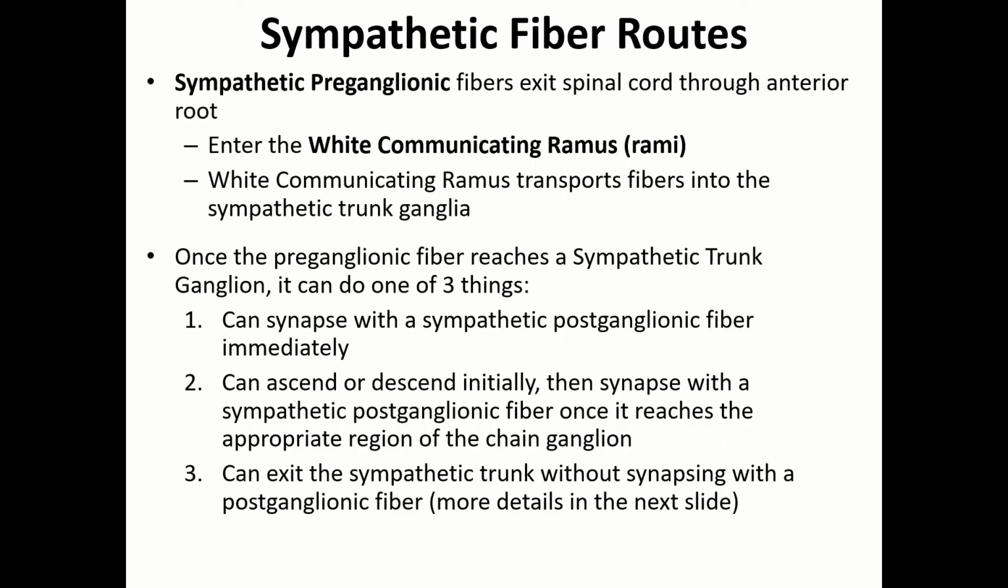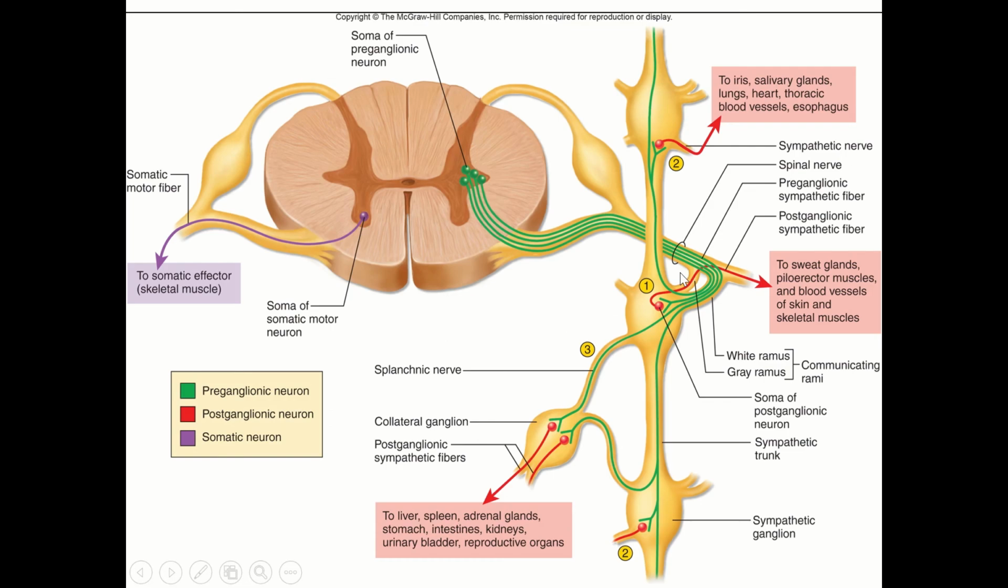And so what I want you to know is the route that the fibers can take as they pass down through the sympathetic chain itself. So to begin with right here, your sympathetic preganglionic fibers exit the spinal cord through the anterior root and they enter the white communicating ramus. So here it is right there, preganglionic sympathetic neurons, anterior root, spinal nerve, and here they go through that white communicating ramus right through there.